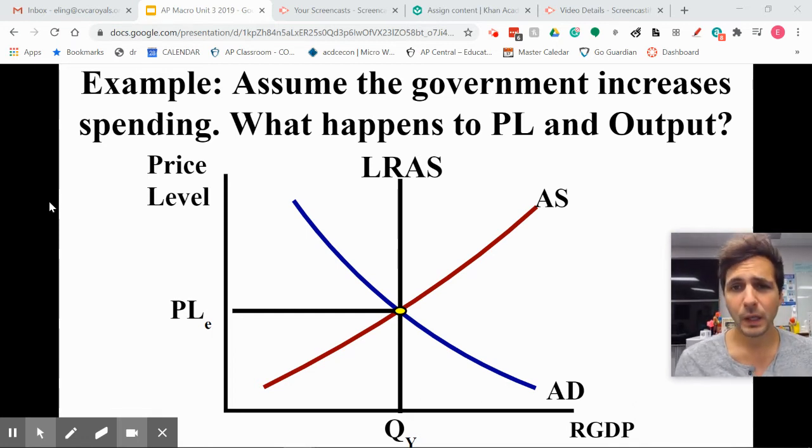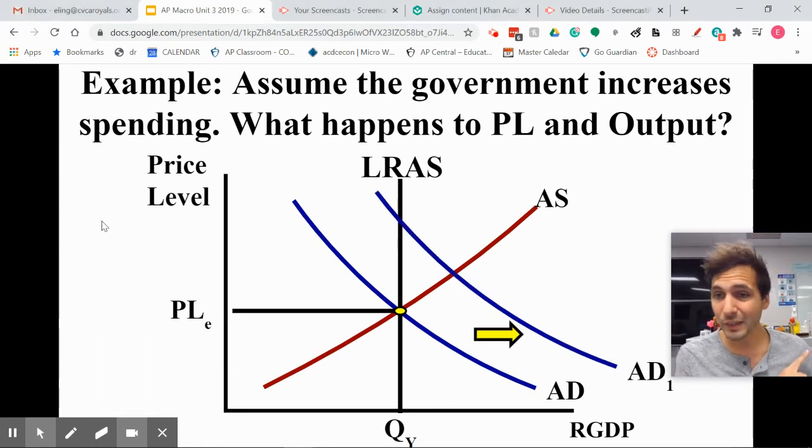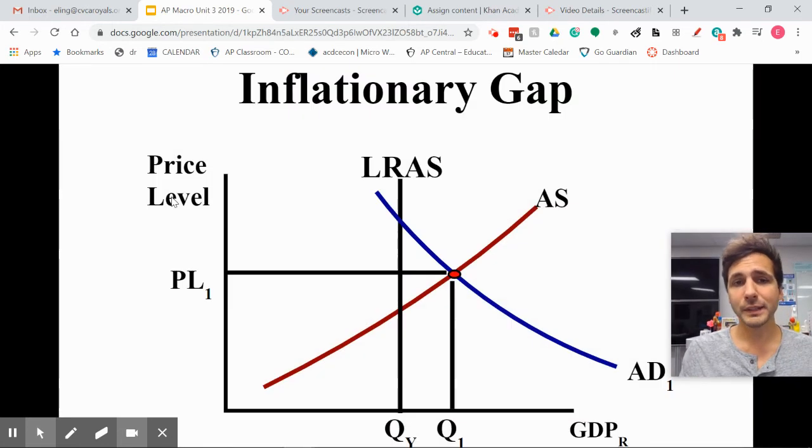What's going to happen? Well, we know that aggregate demand is made up of four elements: consumption, investment, government spending, and net exports. So government spending rises. When government spending rises, aggregate demand will shift to the right, just like the last one. When aggregate demand shifts to the right, what happens? Price level goes up and GDP rises. We're producing beyond the full employment GDP. Okay, so we call this an inflationary gap.